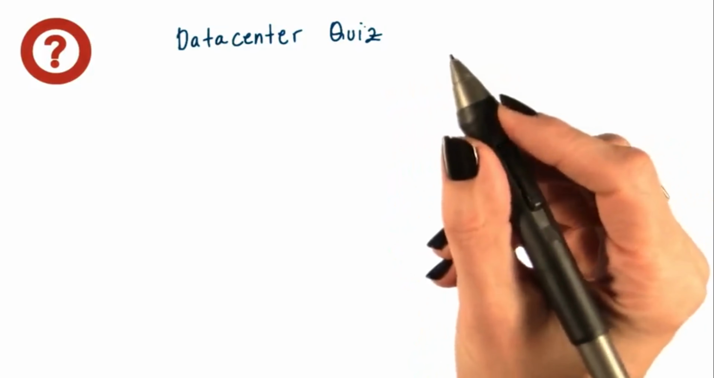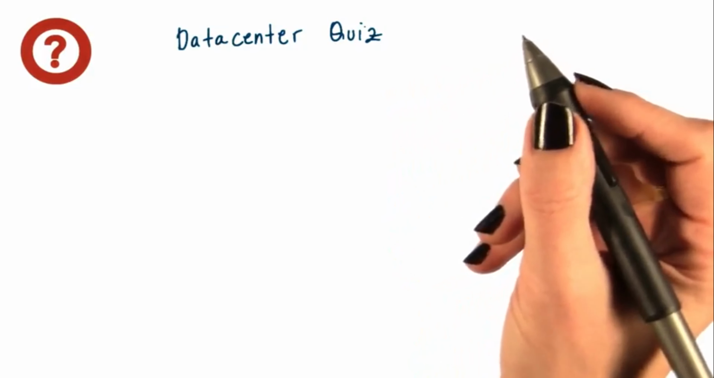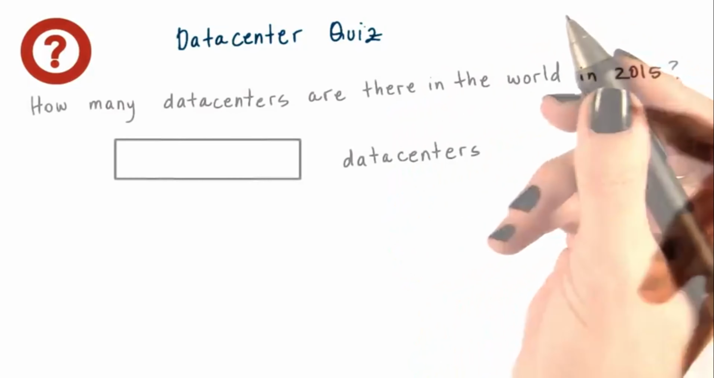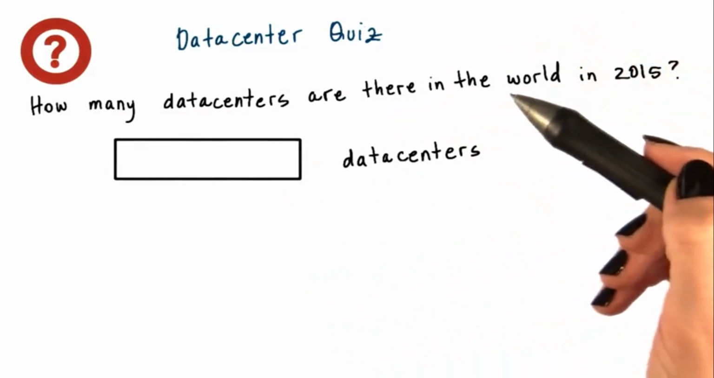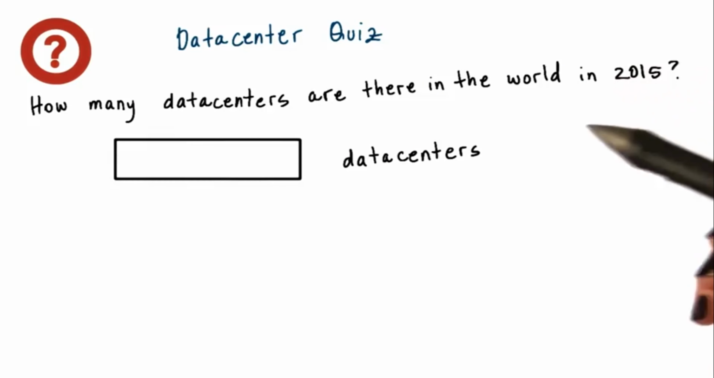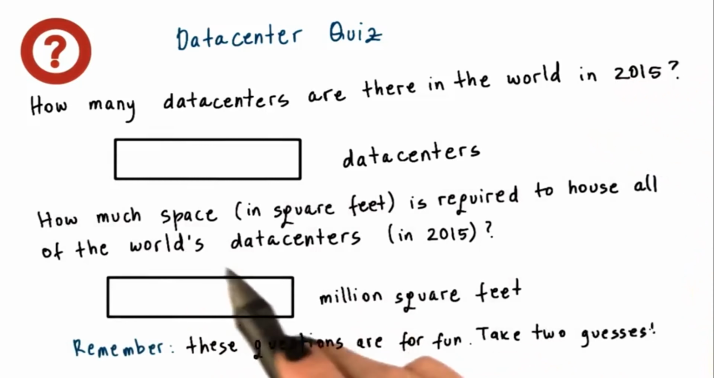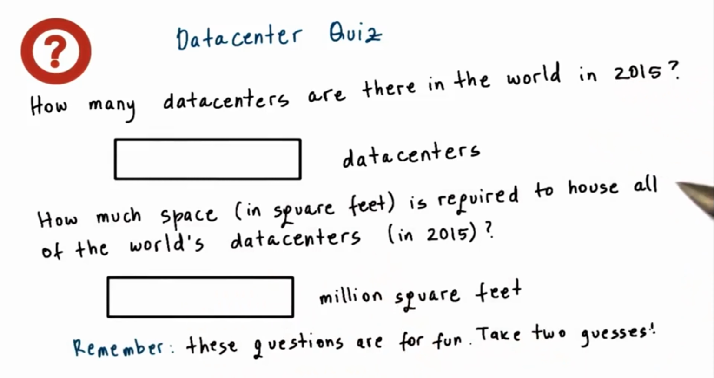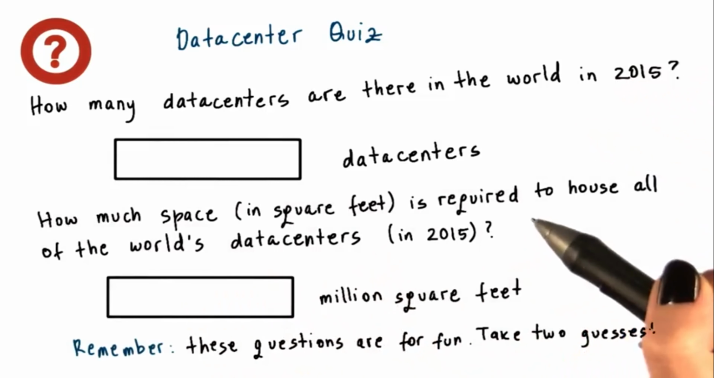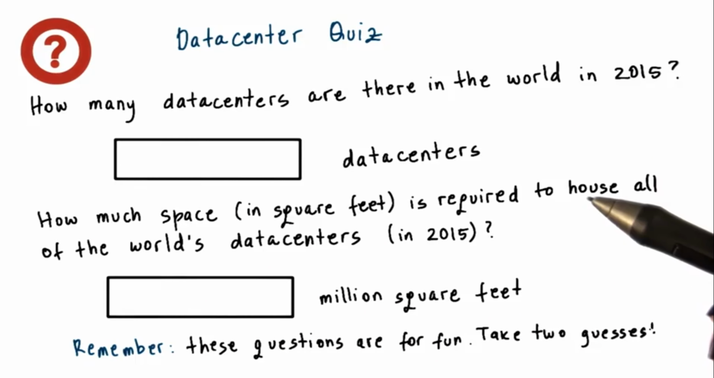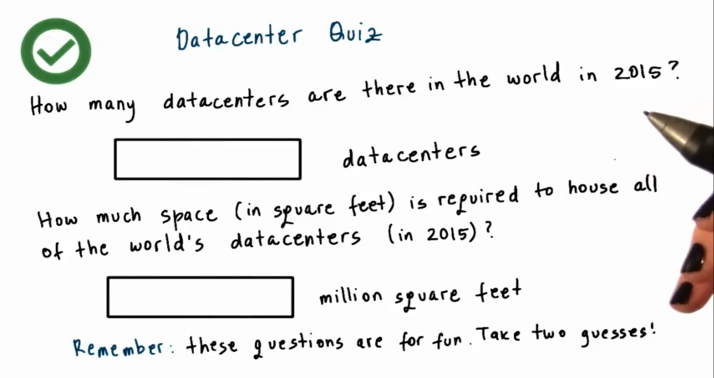To get us thinking about the importance of the upcoming topics, here are two quick trivia questions. First, how many data centers are there worldwide in 2015? Second, how much space in square feet is required to house all of the world's data centers in 2015? These questions are just for fun, so take a couple of guesses. Now let's see how you did.